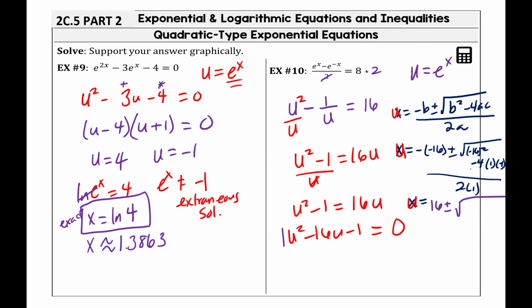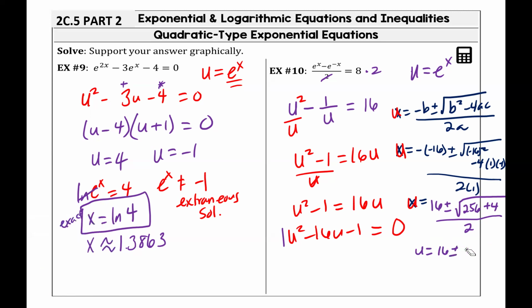All right. Not yet. -4 times 1 times -1. All right, what's 16 squared? 256. Is that what I heard? And -4 times 1 times -1 is +4, all over 2. So u equals 16 plus or minus the square root of, oh, got a little funky.